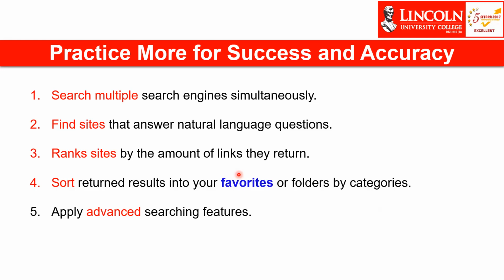Rank sites by the amount of links they return. I was referring to Google now because most people use Google. And that's why it continues to bring millions of results within a few seconds. So sites that don't provide much results, that means such a site is not really patronized by researchers. But a site that gives you a huge amount of results, then that shows that a lot of people are actually using that site.